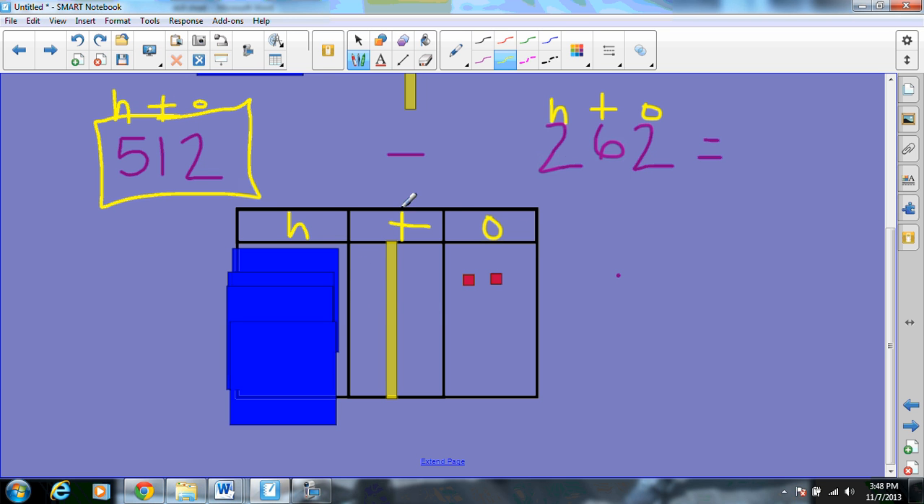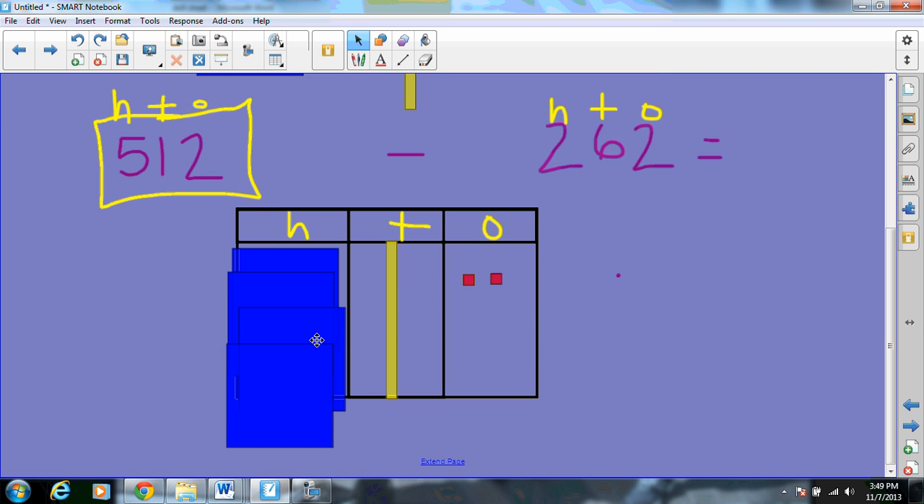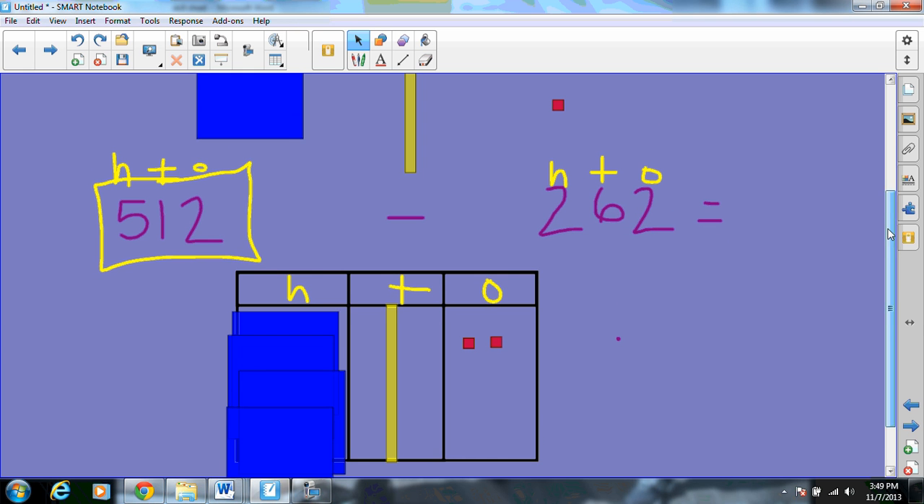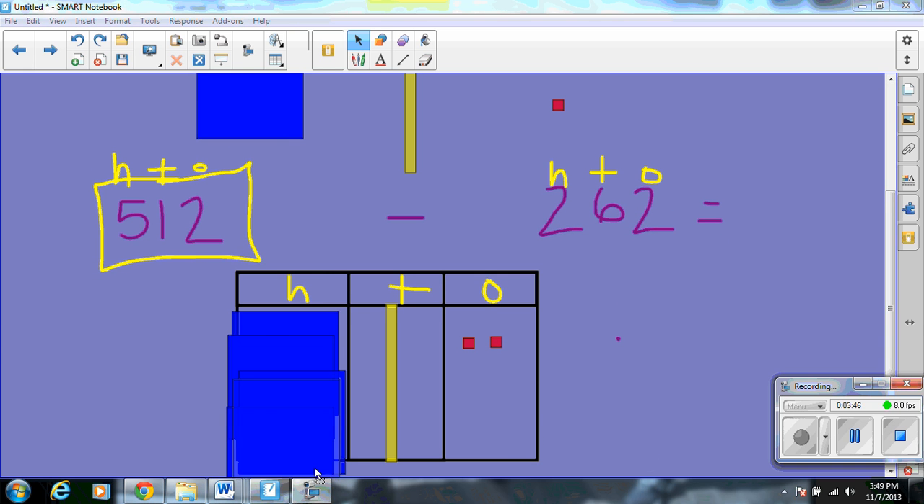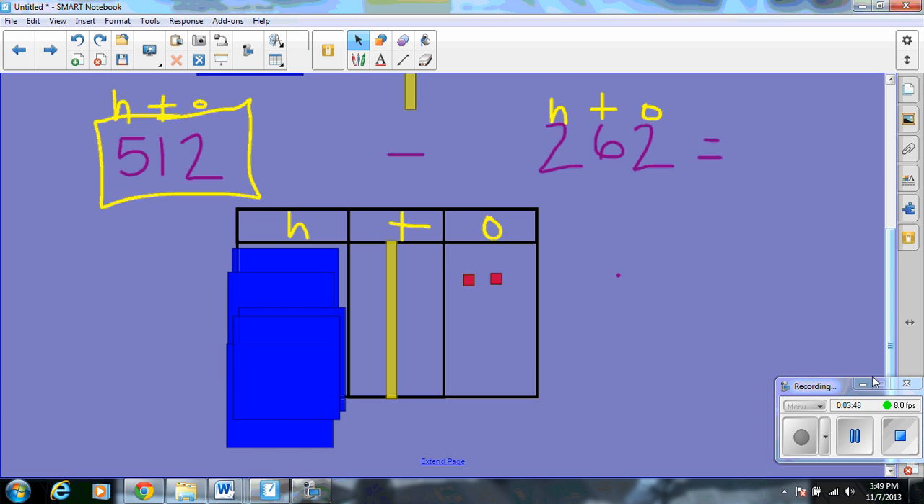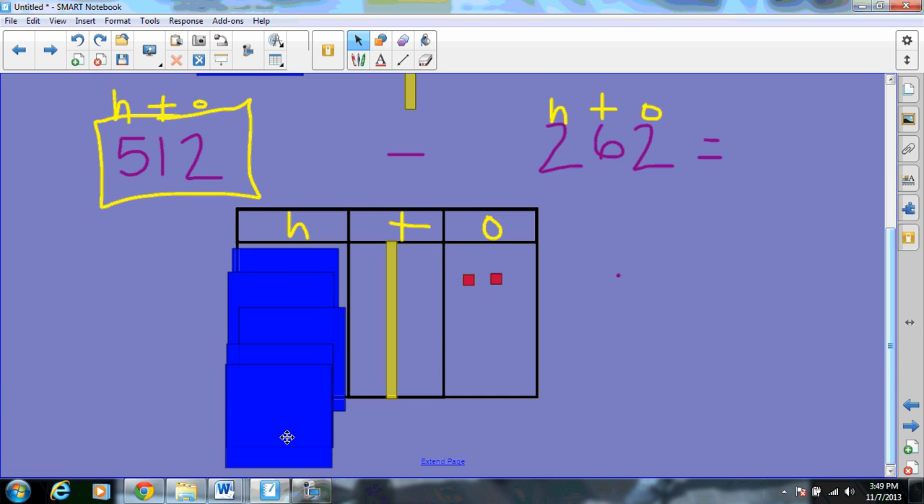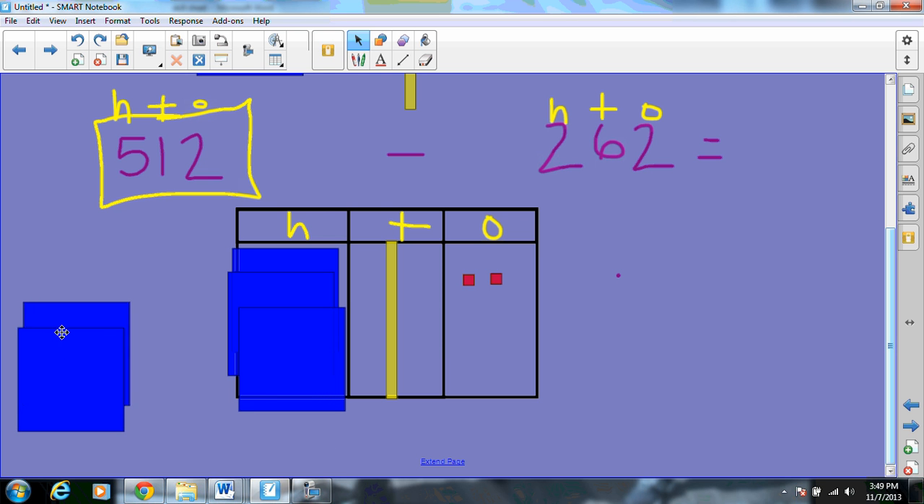Okay, we want to take away 2 hundreds, so that's what we're going to do. Oh, I need one more 100 here. I only have 4 and not 5 like my number says. So we want to take away 2 of the hundreds. So I'm going to take away 2 hundreds. And we want to take away 6 tens. Uh-oh. We want to take away 6 tens, but I only have 1 ten.